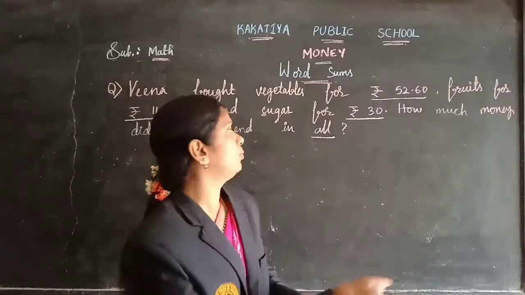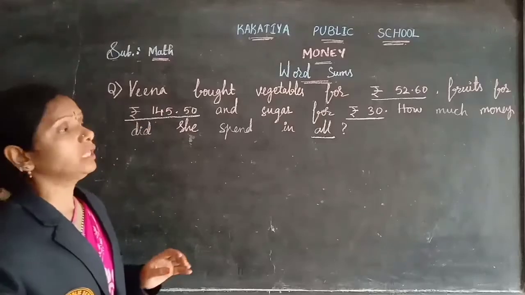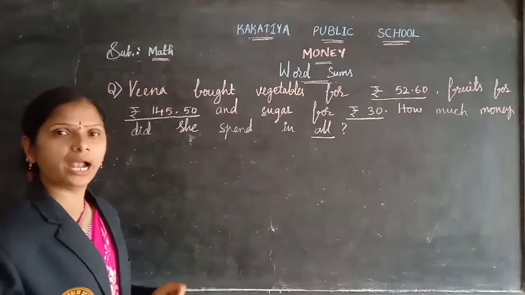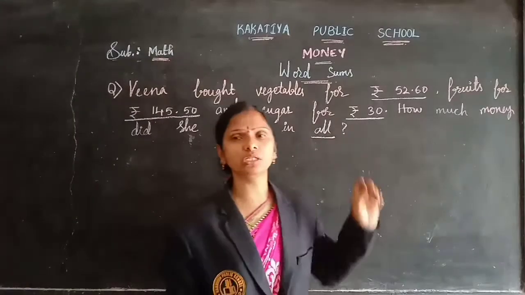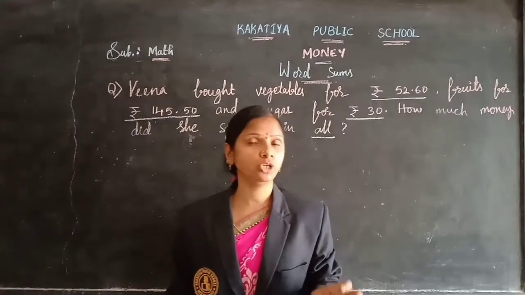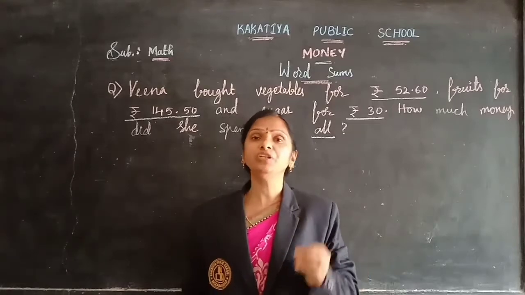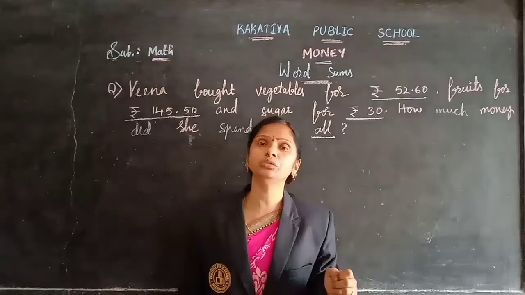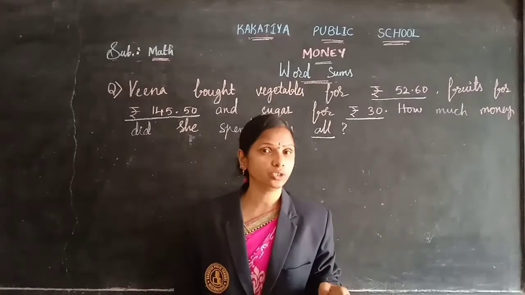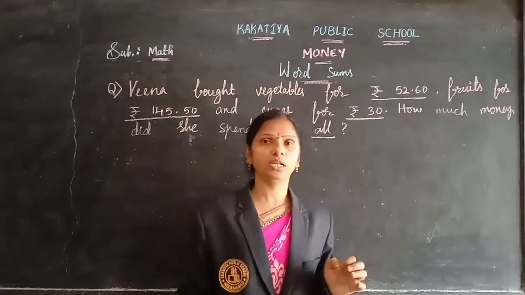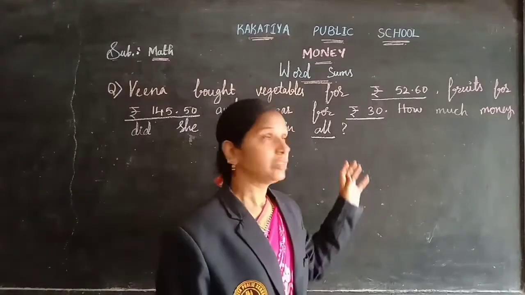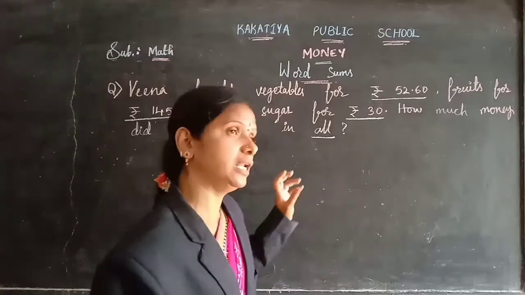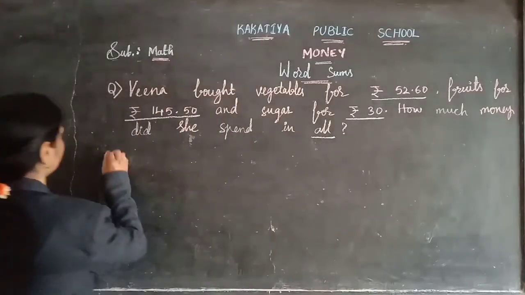Okay, so Veena bought three things, which are vegetables, fruits and sugar, and they have given its cost also. We need to find the total amount which she has spent. Total amount means what you need to do, children? Here you need to do the addition. Let's arrange the given numbers into columns and write the steps, and later we will do the addition. Come on, first step.